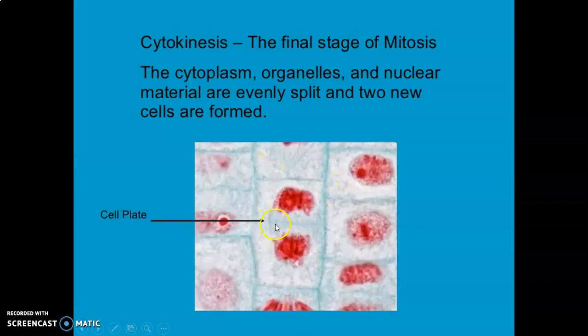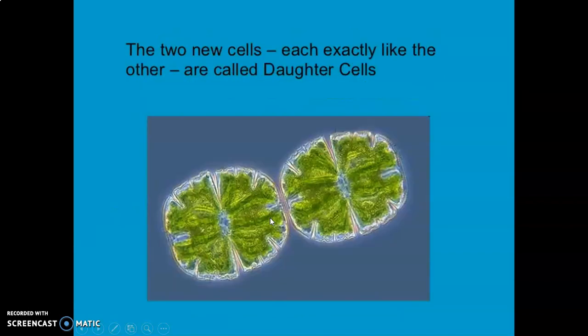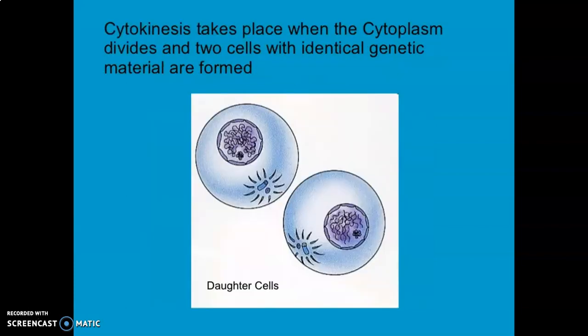And this is a sample image of the cell plate. The two new cells, exactly like the other, are called daughter cells. Cytokinesis takes place when the cytoplasm divides and two cells with identical genetic material are formed.